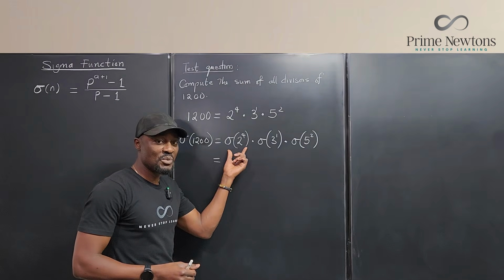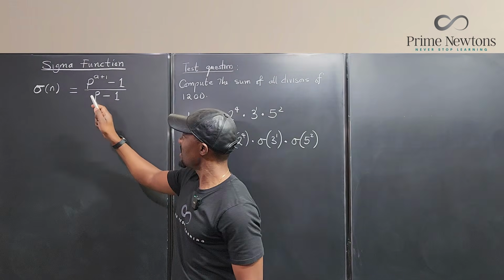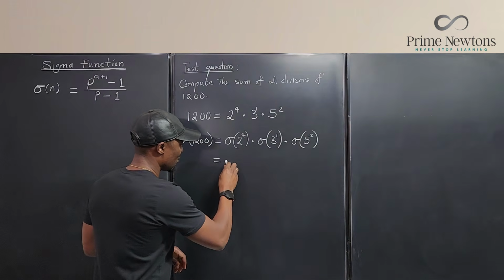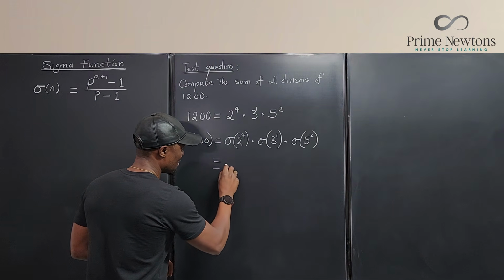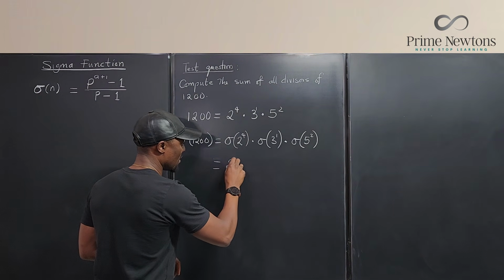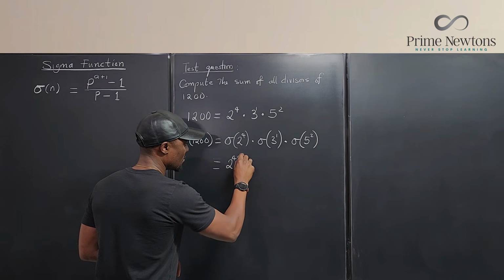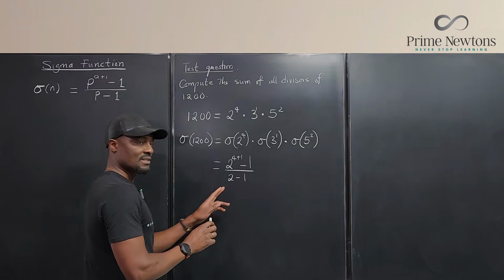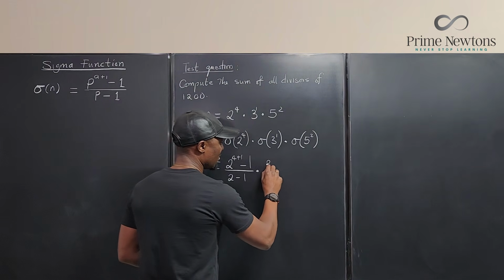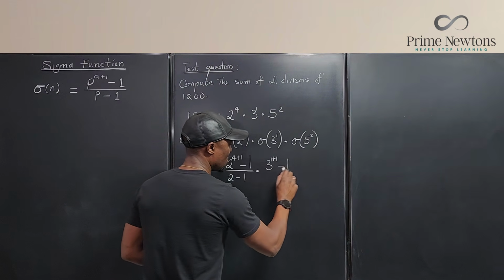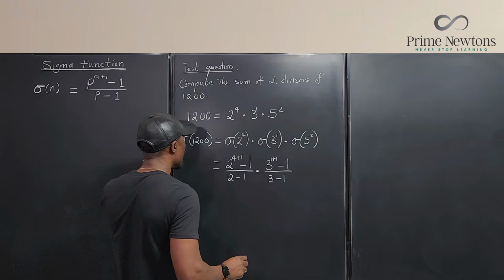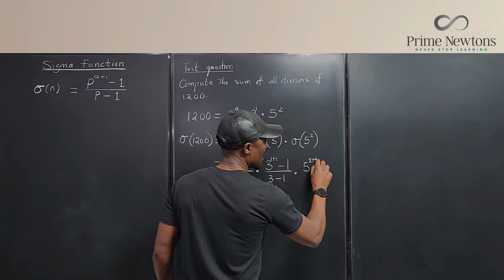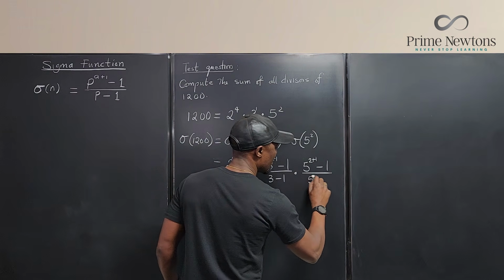The sigma of any number that has this kind of exponent is going to be the prime factor raised to power a plus 1. So in this case, my answer is going to be 2 raised to power 4 plus 1, minus 1, over 2 minus 1. That's the first part. I'm going to multiply it by 3 to the 1 plus 1 minus 1 over 3 minus 1. Using that formula, multiplied by 5 to the 2 plus 1 minus 1 over 5 minus 1.